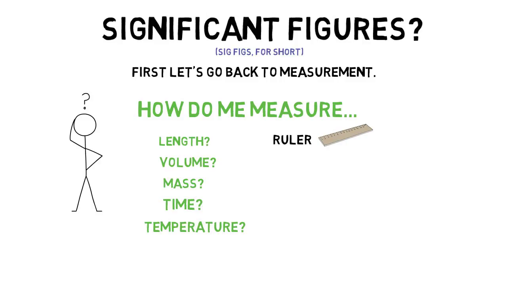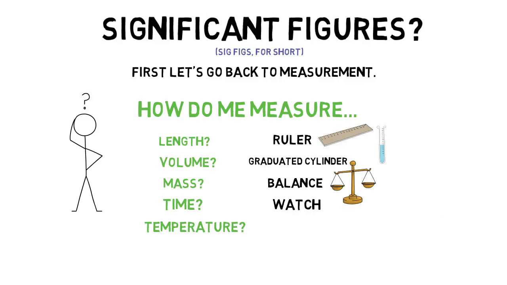How do we measure volume? We use something called a graduated cylinder. There are a couple other items we can use in chemistry to measure volume, but one of the most common is called a graduated cylinder. It's a long, skinny, glass tube that we'll use. How do we measure mass? We usually use something called a balance.